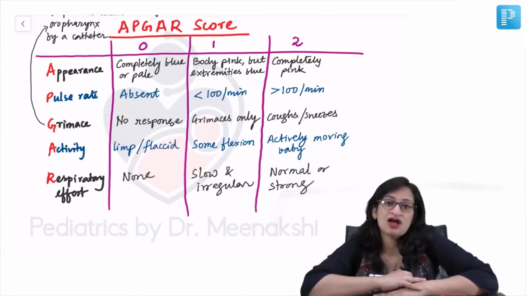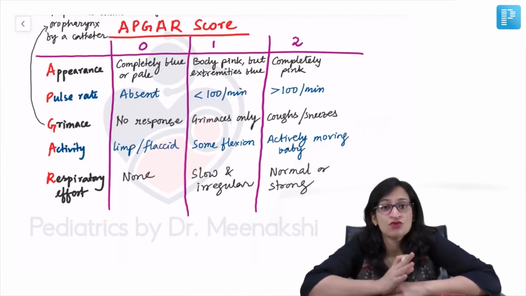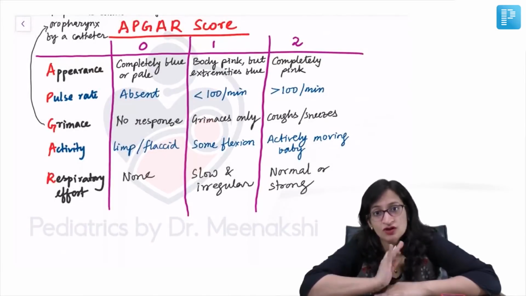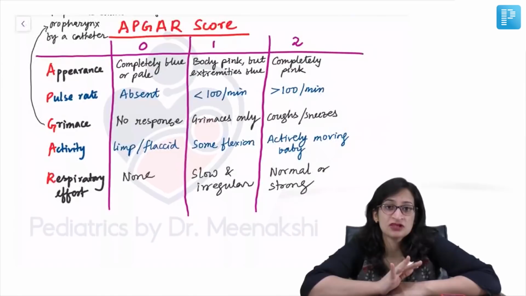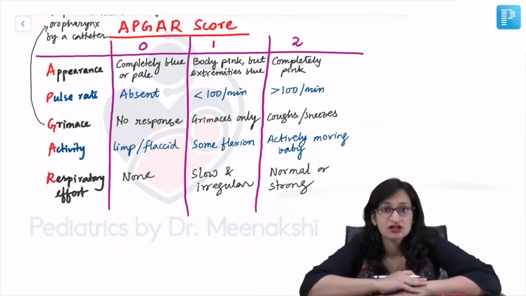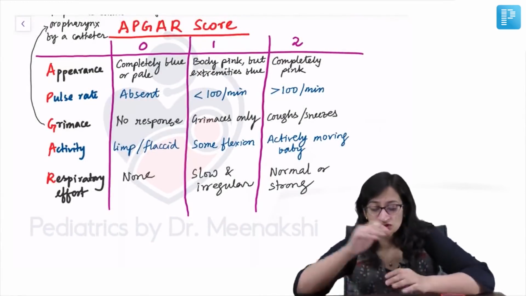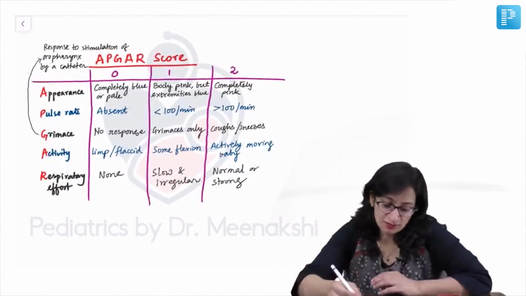So that is how you do the Apgar score. You can see there are 5 components of Apgar score: A for appearance, P for pulse rate, G for grimace, another A for activity, and R for respiratory effort and not respiratory rate. Each of the components can be given a score of 0, 1 or 2. So what is the maximum possible score in Apgar score?